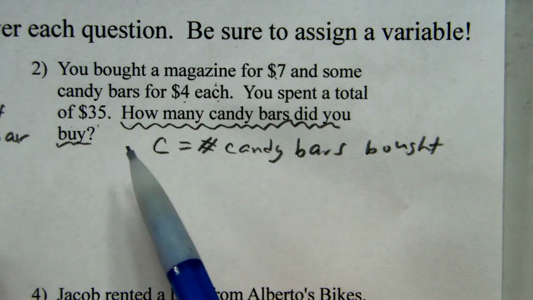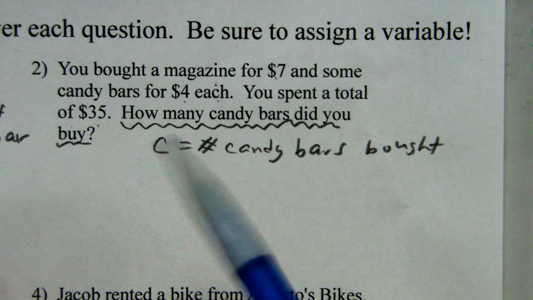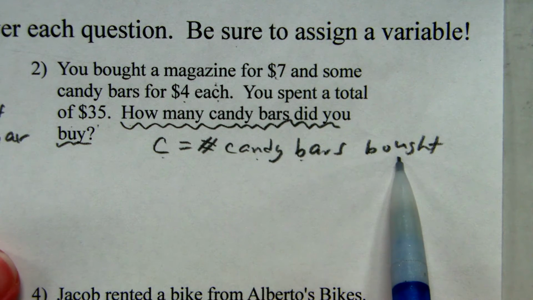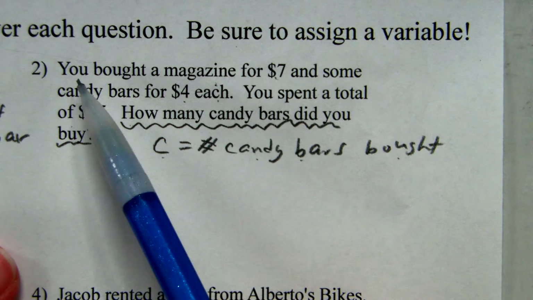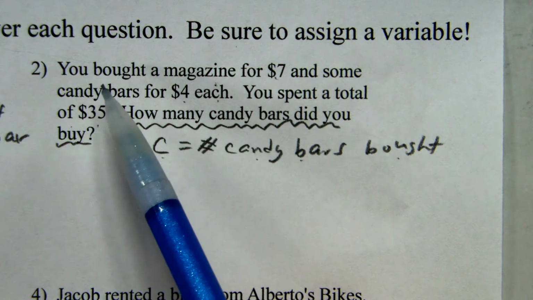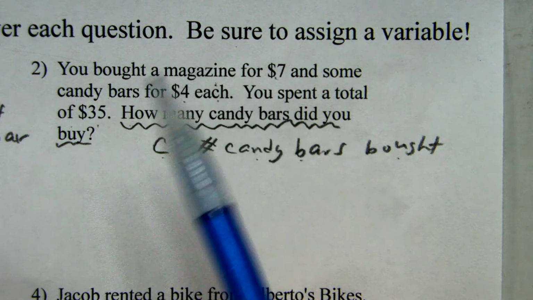So we were looking at number 2, and we set up our variable. C is the number of candy bars bought. So we're going to go back and read through this again. With story problems, you really want to read it over and over and make sure you get the important information.